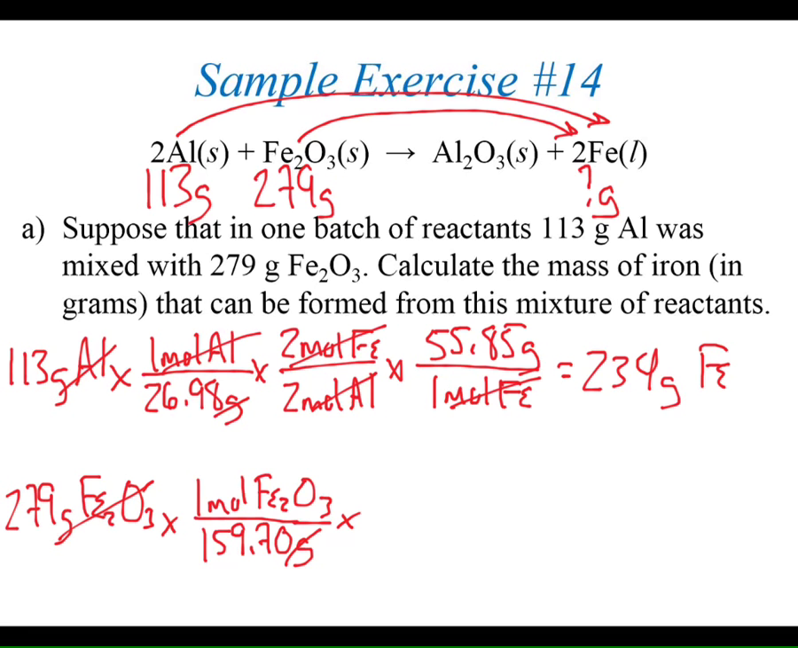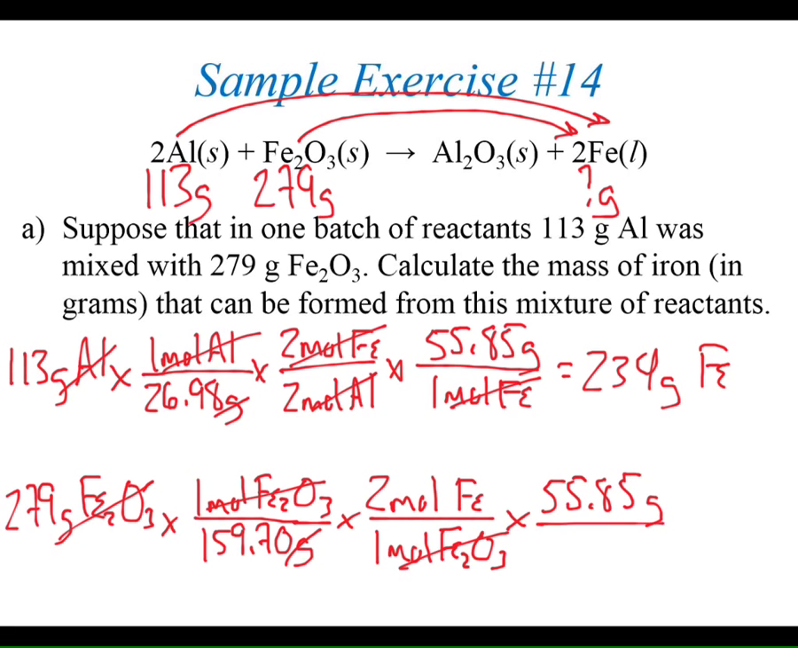Okay, now I've got moles of iron 3 oxide. What's next? The mole to mole ratio. For every 1 iron 3 oxide, according to the ratio, I make 2 irons. And then the rest is the same: moles of iron turn to mass of iron, and I use molar mass again. So somebody punch that in. 3 sig figs again. 195.